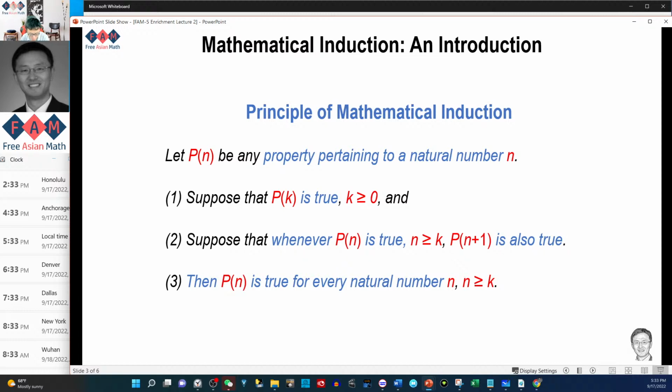Therefore, we can see why we can argue that Pn is always true for any natural number n that is at least k. We just argue that because of this process, it goes on forever. Therefore, this property P will always be true for any natural number that is at least k. So what exactly did we put down here? This is the principle of mathematical induction.